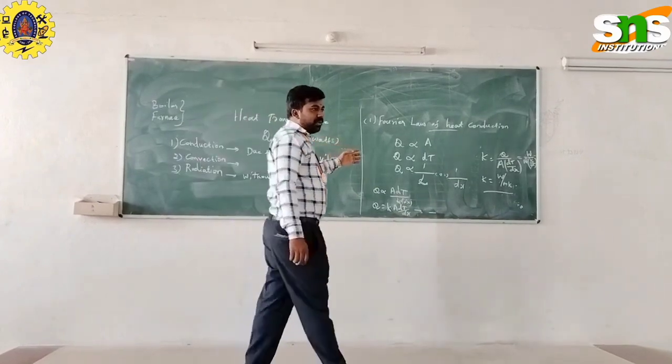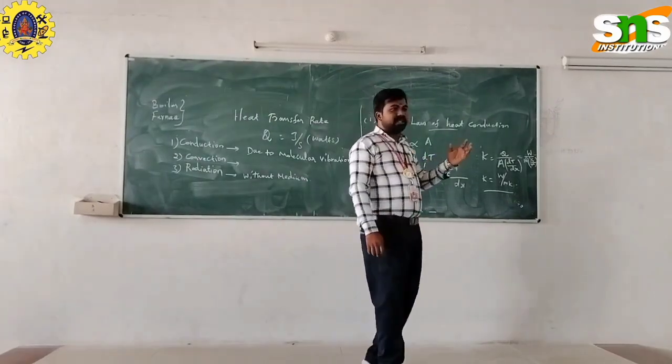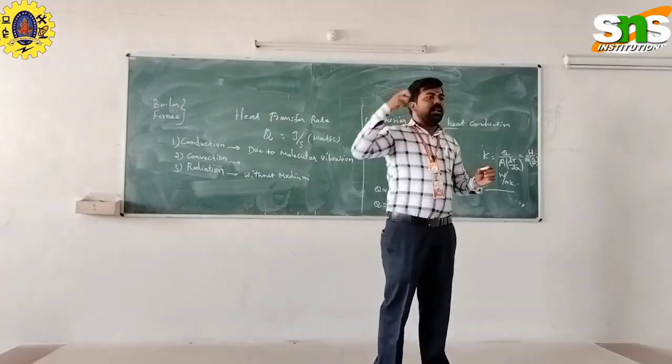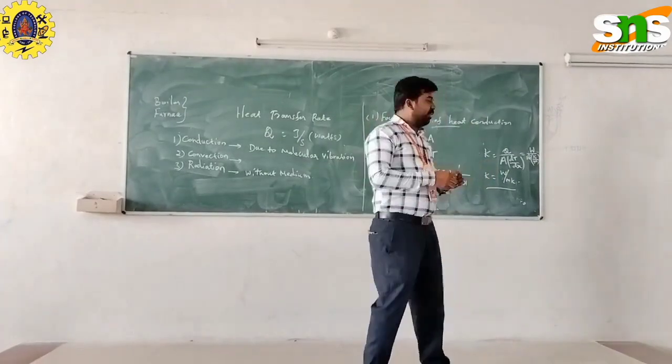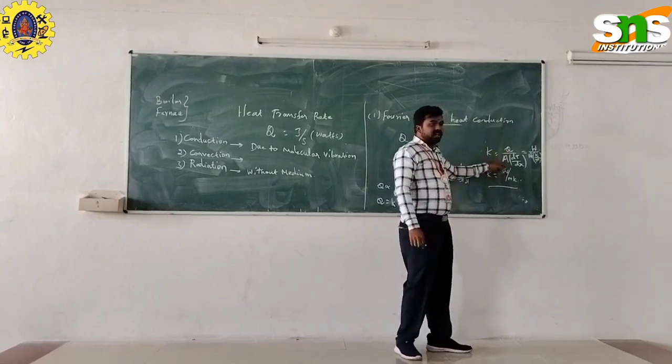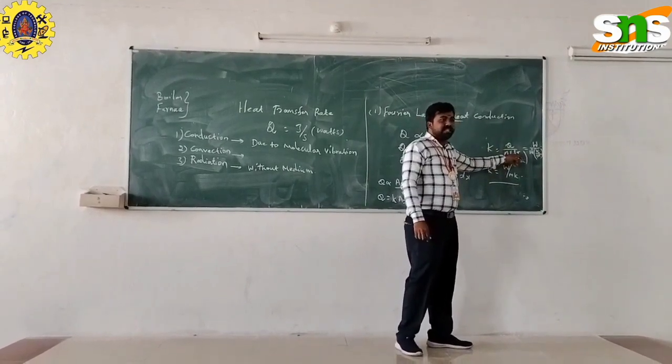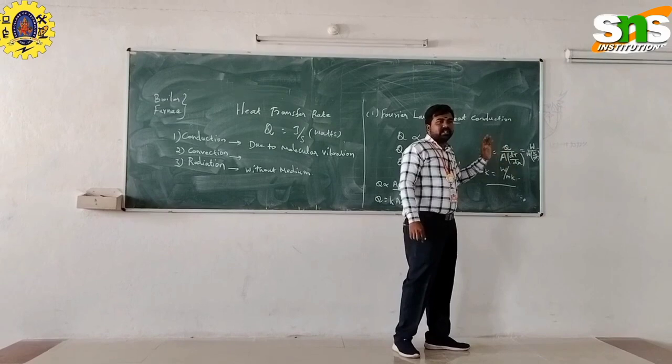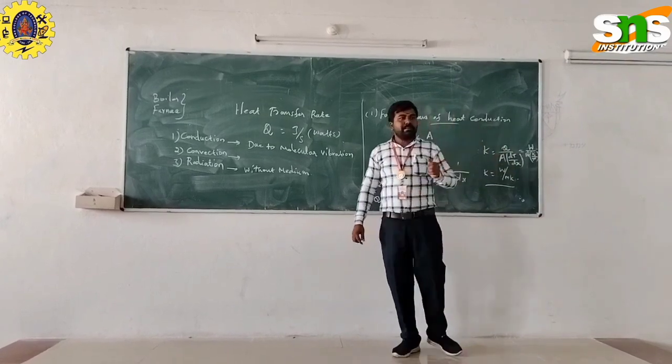So K is the thermal conductivity of material. It is the ability of the substance, how the material conducts the heat. Or otherwise, it is defined as the heat transfer per unit area, per unit rising temperature, in unit change in the rate. It is called thermal conductivity of material.